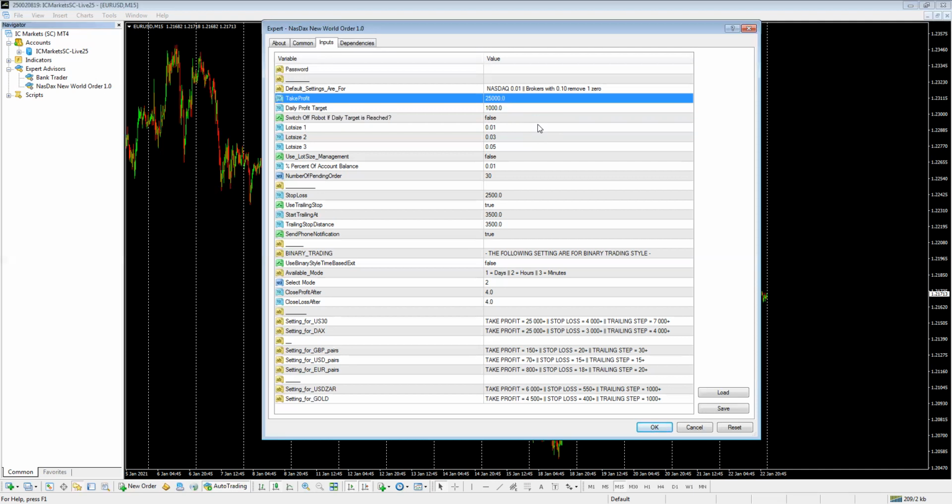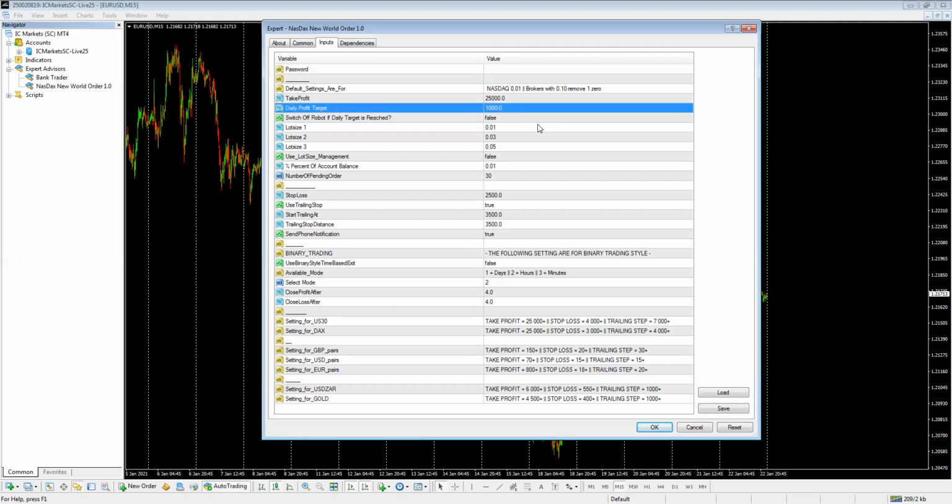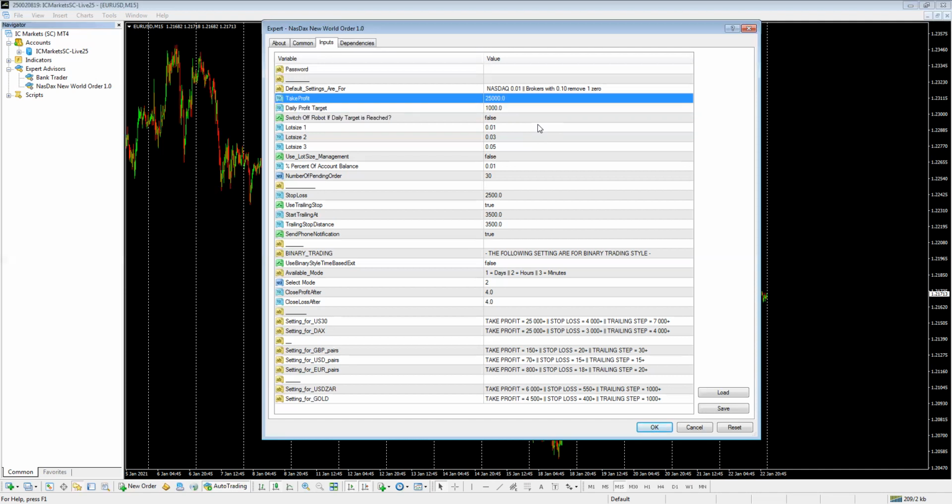So take profit by default, this is for NasDaq, as I've mentioned. This you can reduce if you find it to be far, because these default settings are for day trading. If you prefer the robot to do scalping or to swing trade, then you will change this accordingly. You can make this 15,000, or you can make it 10,000 or 5,000. It's up to you. If you want to swing trade, you can increase this. If you want the robot to perform as a scalper, you can reduce this.